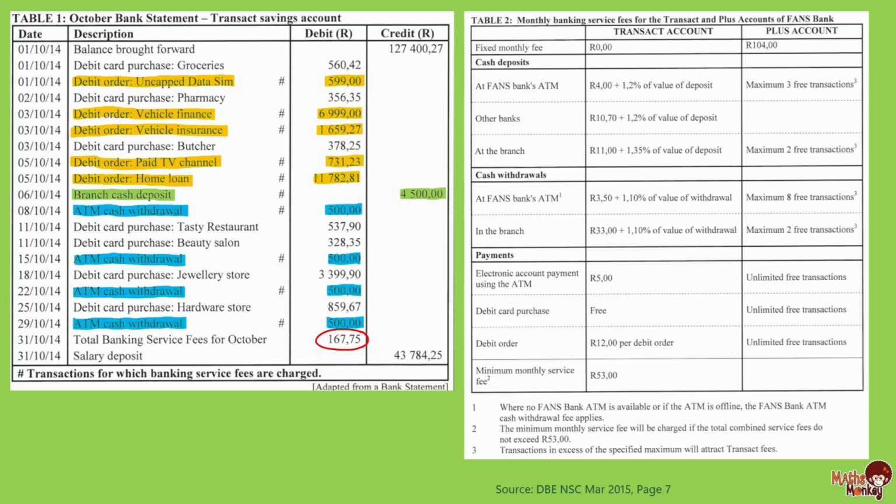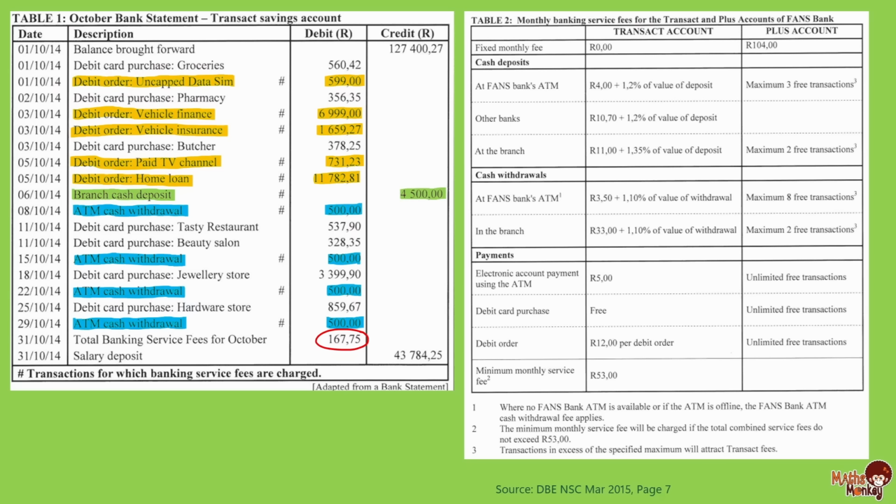So ultimately what we need to do now is calculate and work out whether the 167 over here is the correct value, the correct value that they charged based off of their tariff systems over here and the transactions that have been given over here. So let's study how they are planning on charging this. And again, I'm going to color code this to make it easier for you to understand.